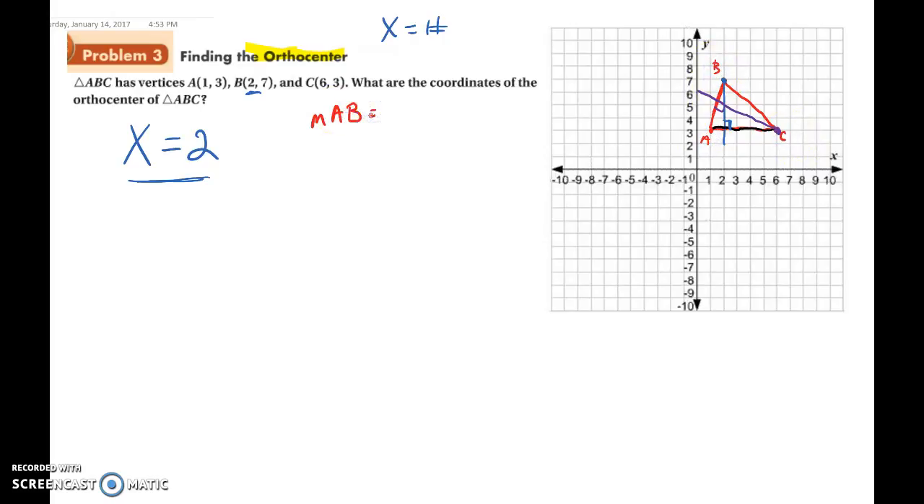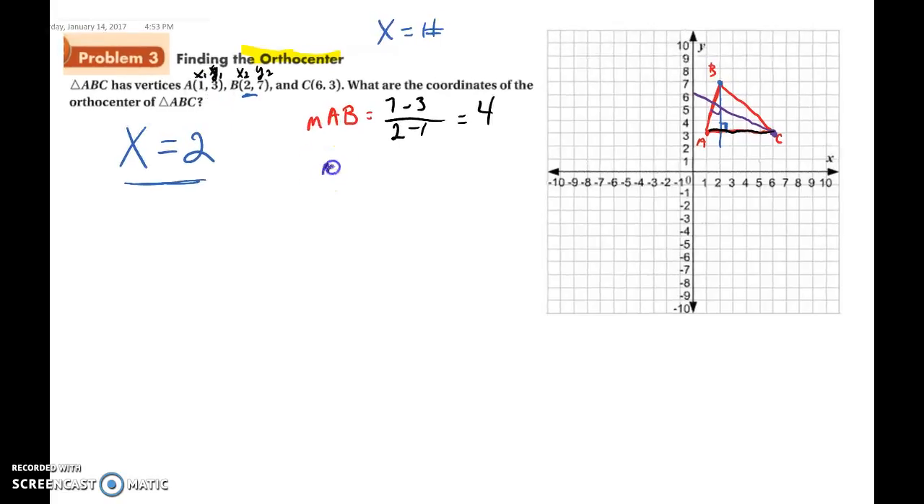So that will be equal to y2 minus y1 over x2 minus x1. So we'll label this x1, y1, x2, y2. So it'll be 7 minus 3 over top of 2 minus 1, which is then equal to 4. So a slope that is going to be perpendicular to that for this purple line, that means this purple line slope will have to be equal to negative 1 over 4. That's the only way for the purple line to be perpendicular with segment AB.